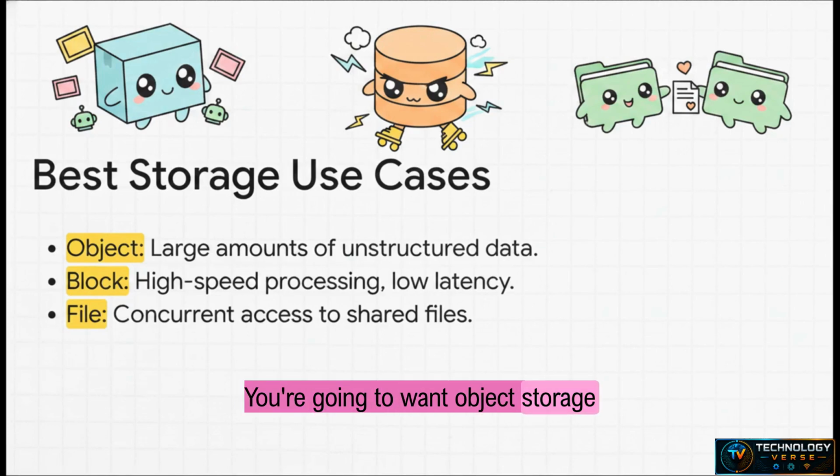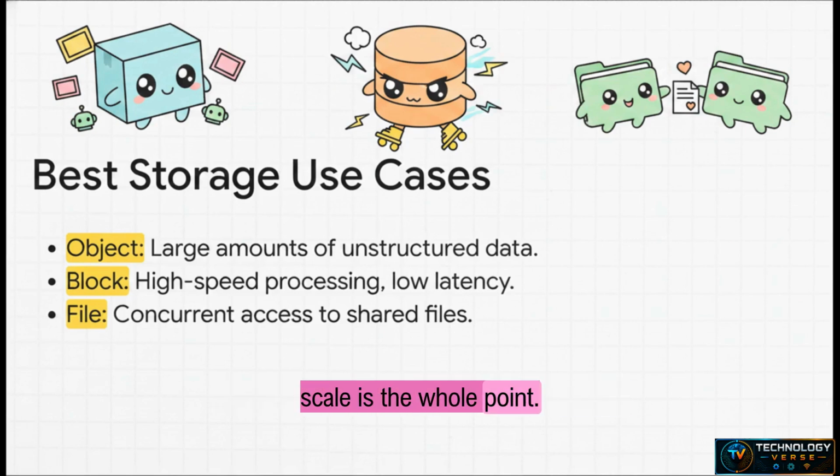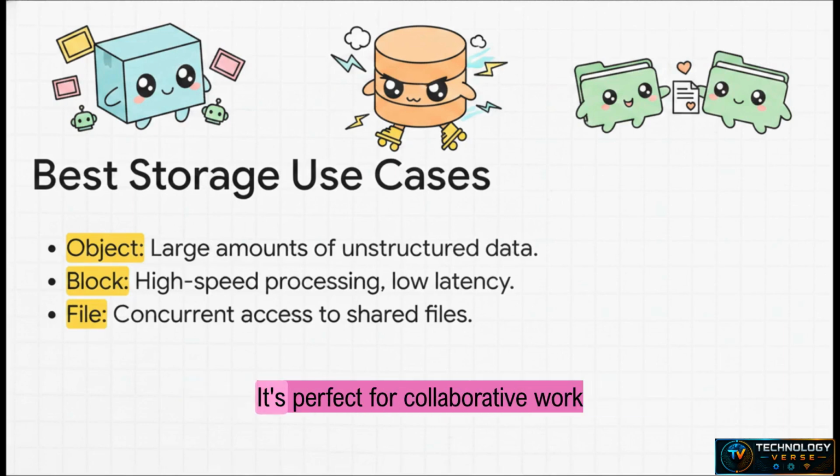You're going to want object storage for massive amounts of unstructured data. Think millions of images, huge video archives, backups, and modern AI workflows where limitless scale is the whole point. You'll want block storage for applications that demand high-speed, direct access. Stuff like real-time analytics, high-performance computing, relational databases, and running virtual machines. And then you'll want cloud file storage when you've got real people needing concurrent access to a shared system. It's perfect for collaborative work environments and shared team directories. Picking the right storage personality is absolutely vital for your project.